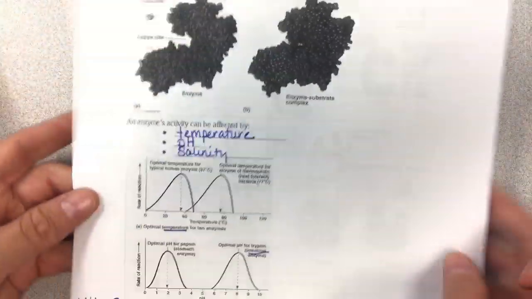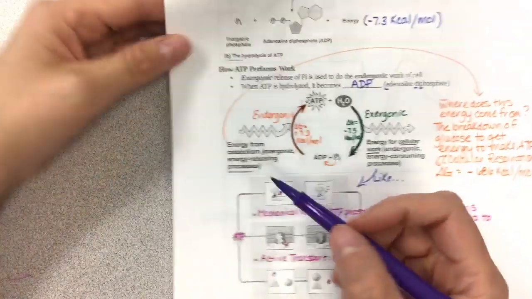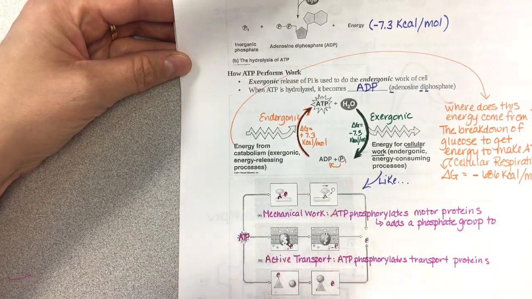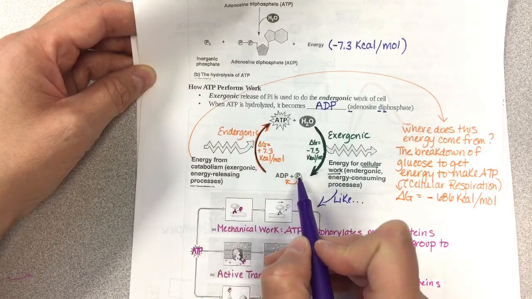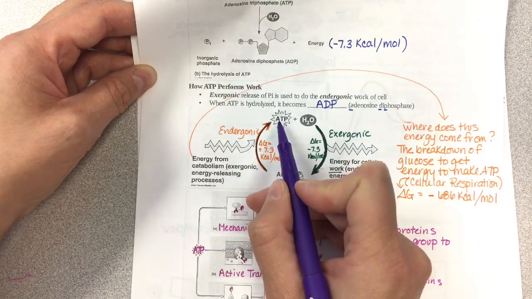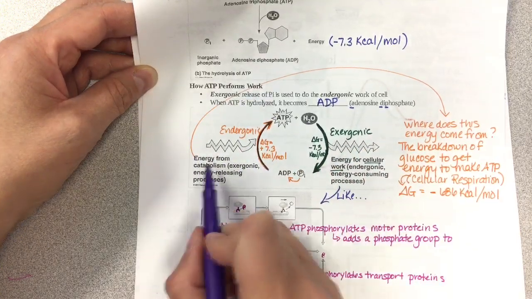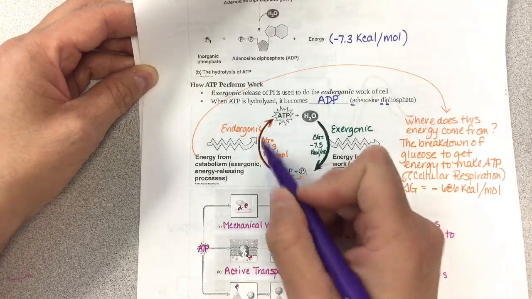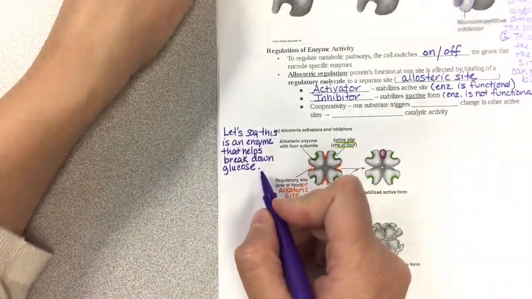If we relate this, let's go back to the ATP cycle right here. Energy from the breakdown of glucose is itself an exergonic reaction. Remember, it releases lots of energy, and that's the energy used to put the phosphates back onto ADP to make ATP. Then we break it down, and then we rebuild it, and so on. So we're talking about breaking down glucose. Energy is released, and that energy is used to make ATP. So it's an enzyme that helps break down glucose.